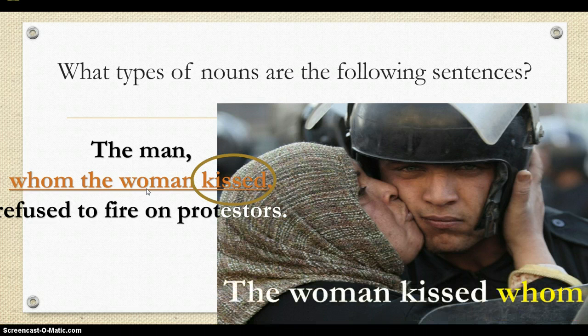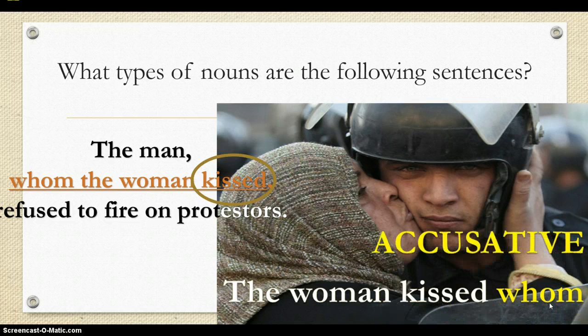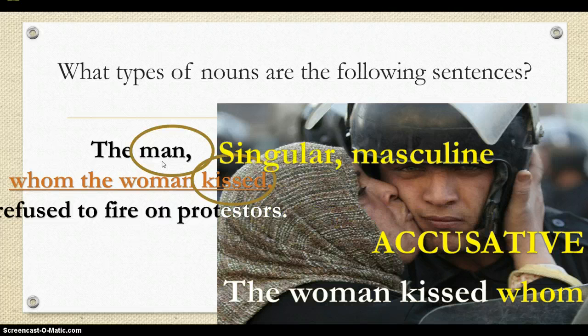So let's rephrase that and say the woman kissed whom. Now we can see that whom is the direct object. Whom is the one getting kissed? So it's accusative. Now we have to figure out, is this whom supposed to be masculine, feminine, neuter? Is it singular or plural? To do that, we look back at the antecedent, which is man. Man is singular and masculine.